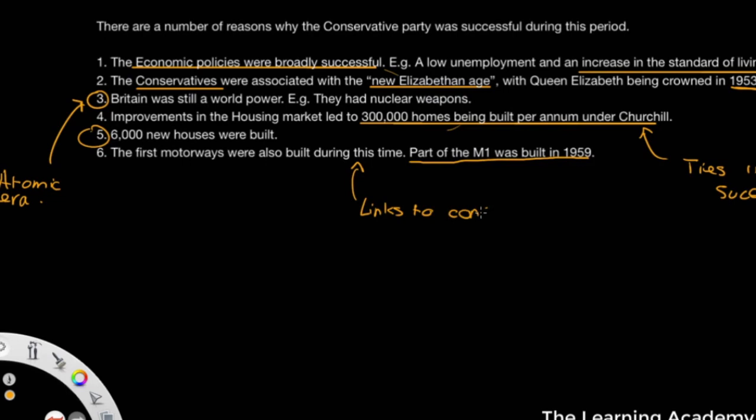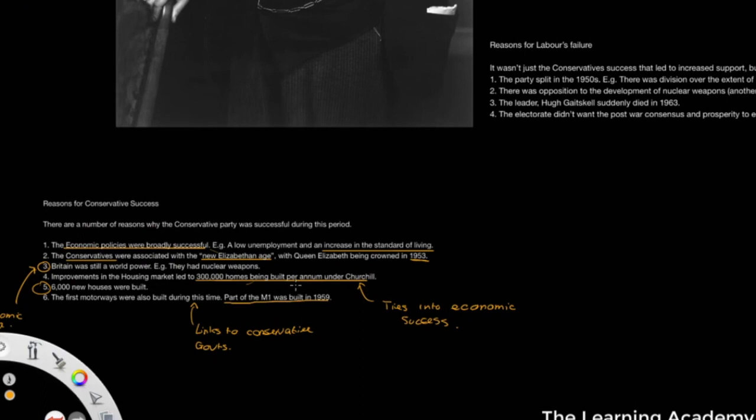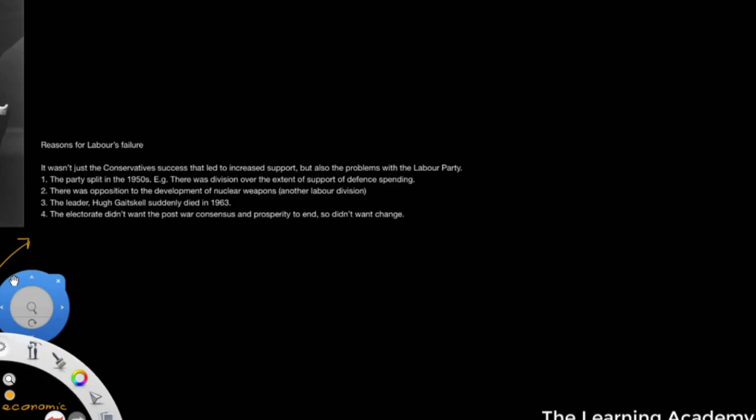Conservative governments. At the time, we take the idea of a motorway for granted, as we live in society today. However, when the M1 was built, it was genuinely seen as a new and quite large development in prosperity, effectively. And not just the fact that they were Conservative successes, but there were also reasons why the Labour Party were very unsuccessful during this period of time.